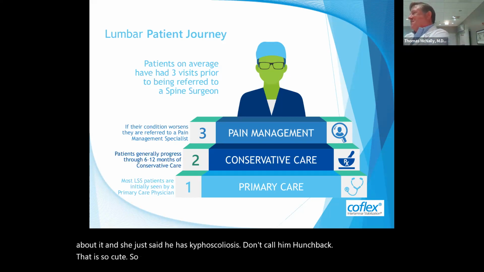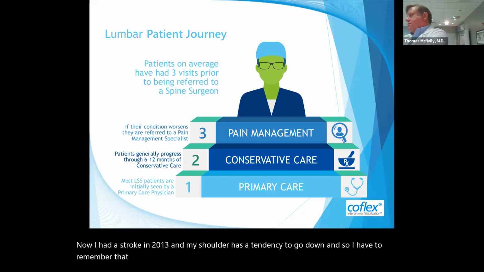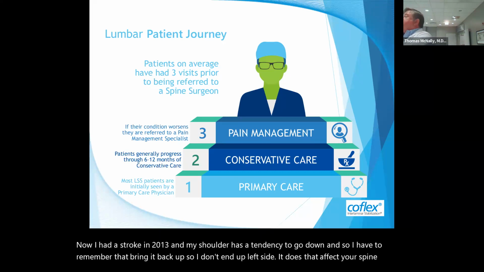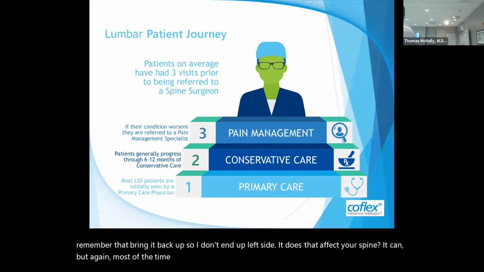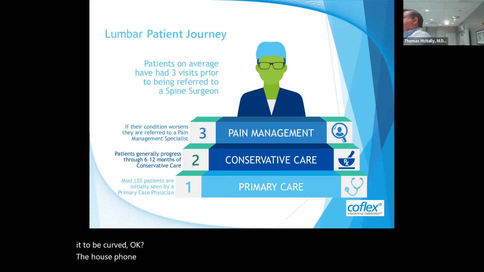That's good. Now, I had a stroke in 2013, and my shoulder has a tendency to go down, so I remember to bring it back up so I don't end up lopsided. Mhm. Does that affect your spine? It can, but again, most of the time it's affecting the posture a little bit, but it shouldn't cause it to be curved.